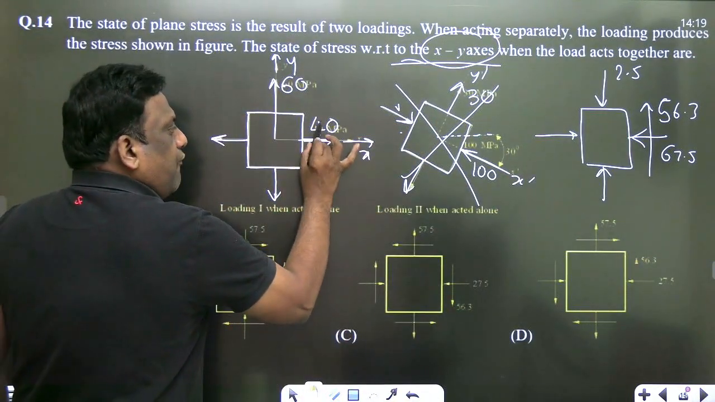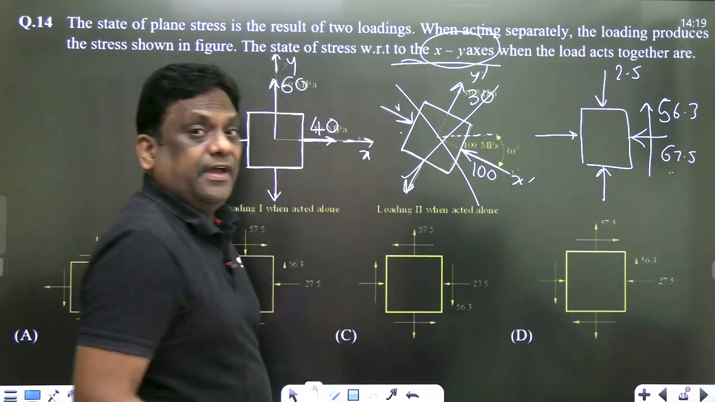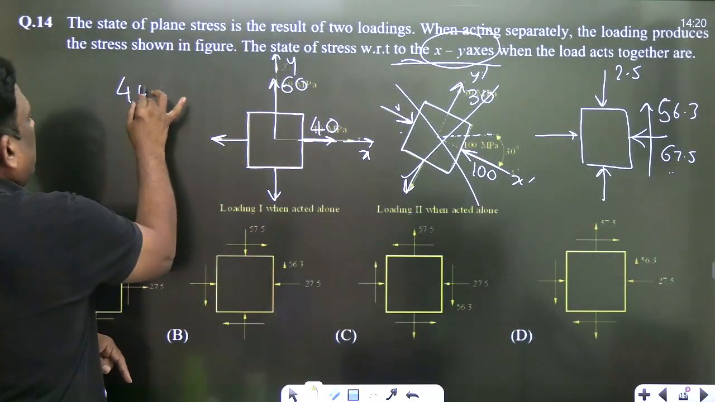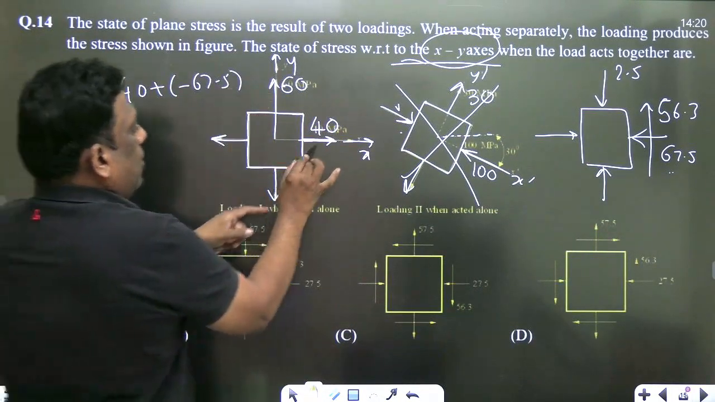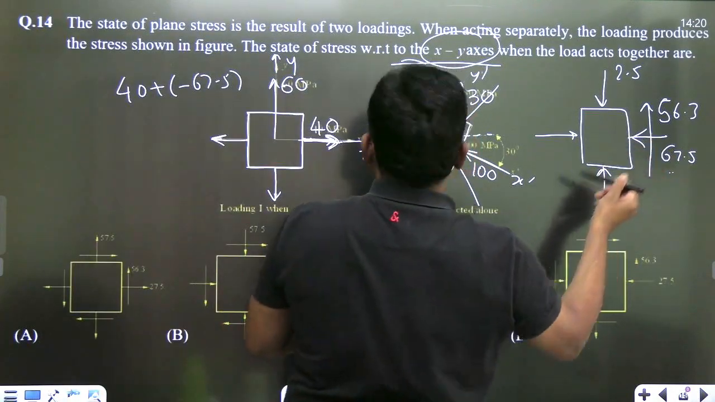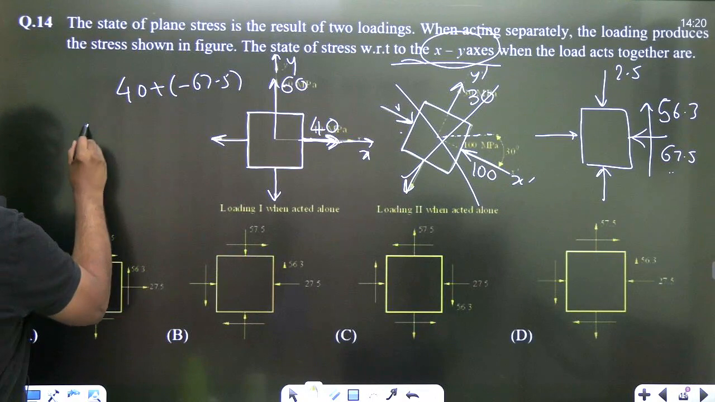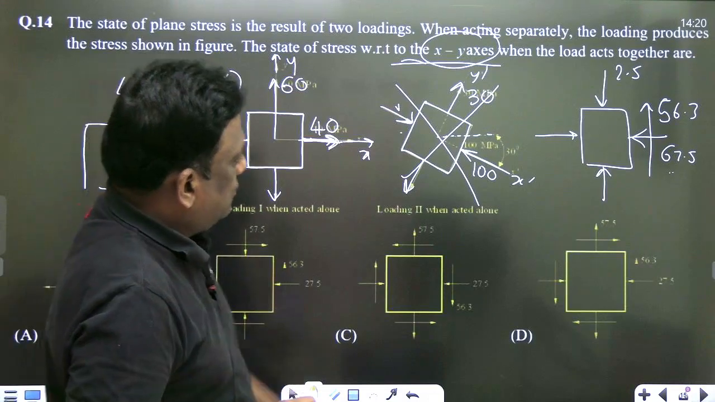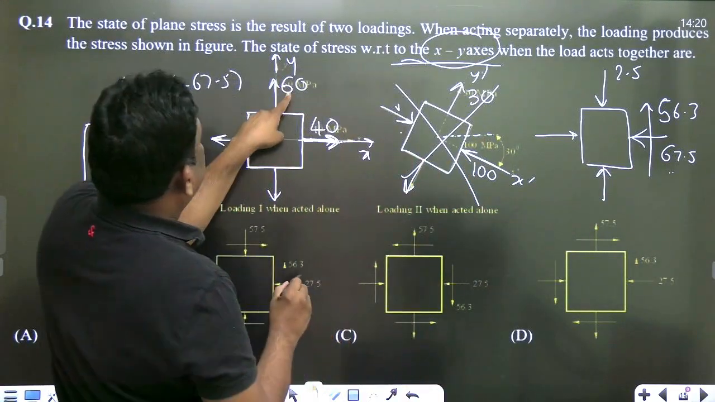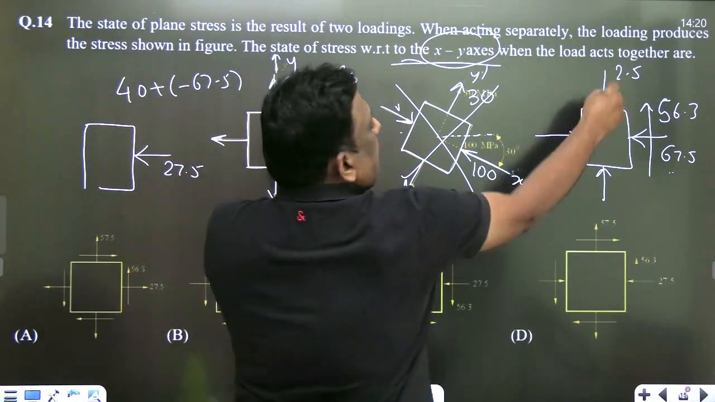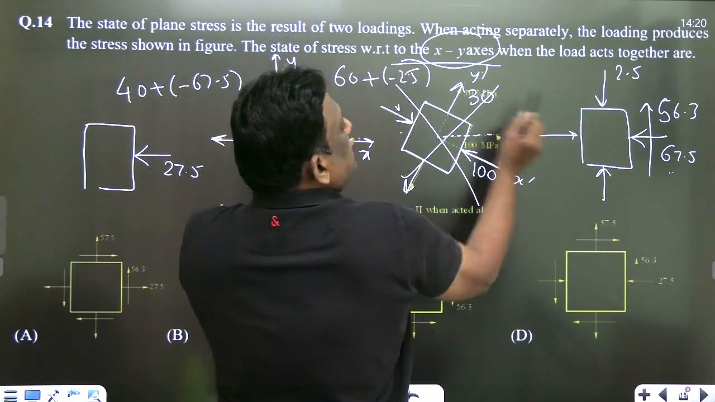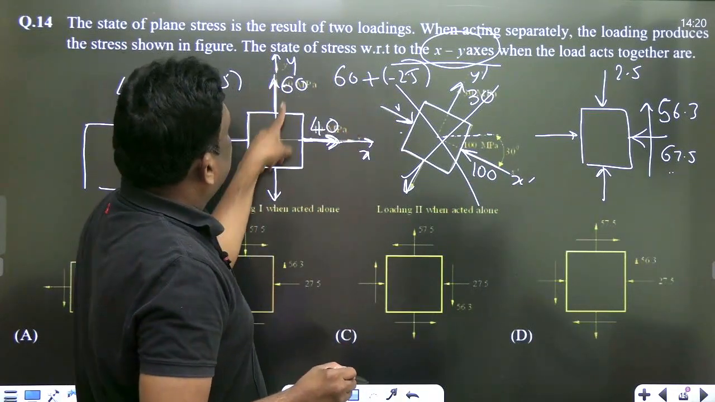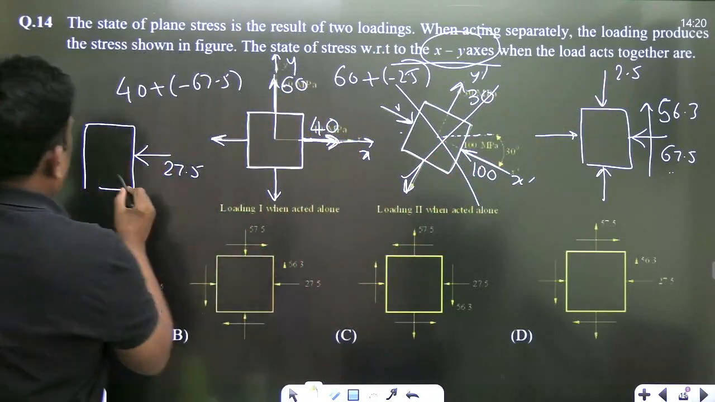There is a tensile of 40. There is a compressive of 67.5. Which one is more? Tensile is 40, compressive is 67.5. देखो 40 right side, this is left side, तो net compressive is more. इसका मतलब इस फेस पे there is a compressive of 27.5. ये होगा. और यहां पे there is 60 plus and 2.5 minus. तो कितना आ रहा है सर? ये 57.5. Tensile is more. Tensile is 60, compressive is 2.5. तो 57.5 tensile आ रहा है सर.